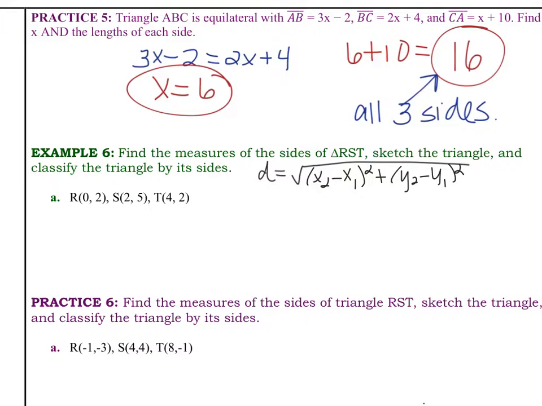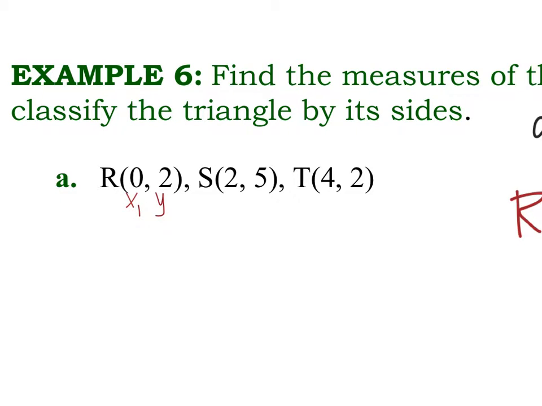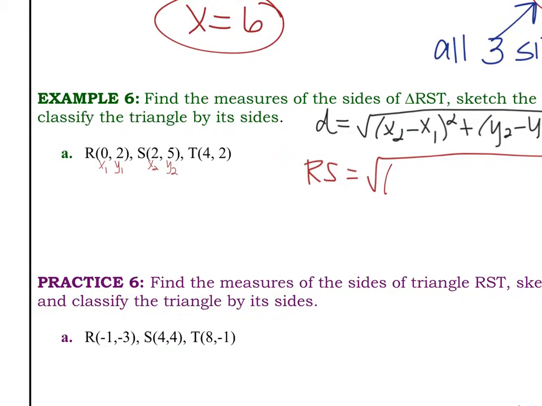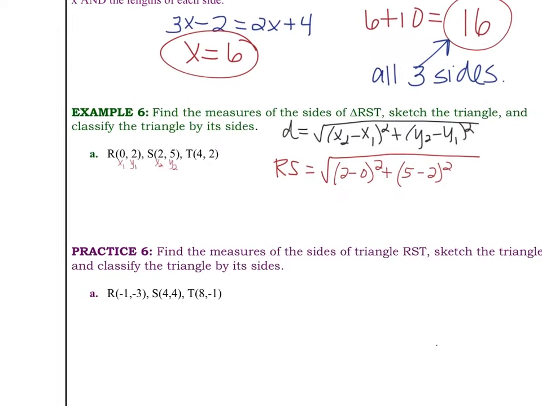So which one do we want to do first? Which side do we want to find? Because I need 2 points, right? RS. Okay, if I want to find RS, we'll do RT next, Brian. So if I'm looking at RS, I label my points. I trust that we know how to do this, so I'm just going to label them that way. So what are we going to plug in? 2 minus 0 squared plus 5 minus 2 squared.